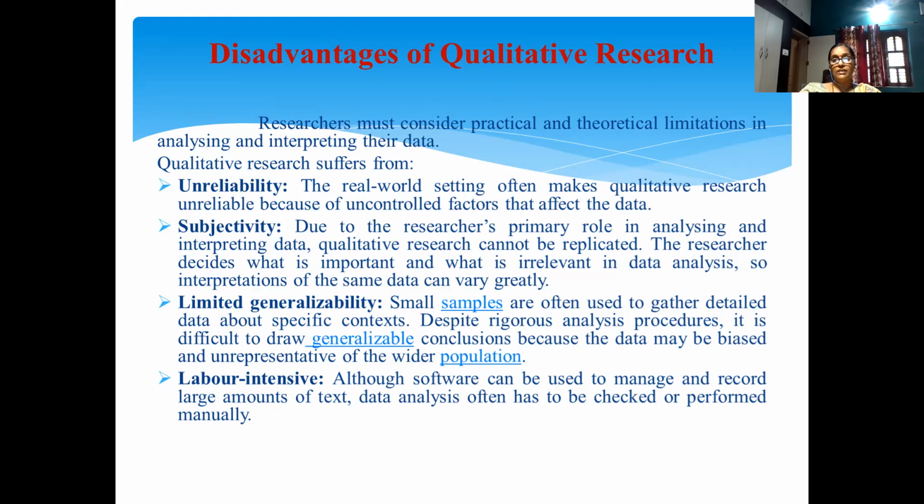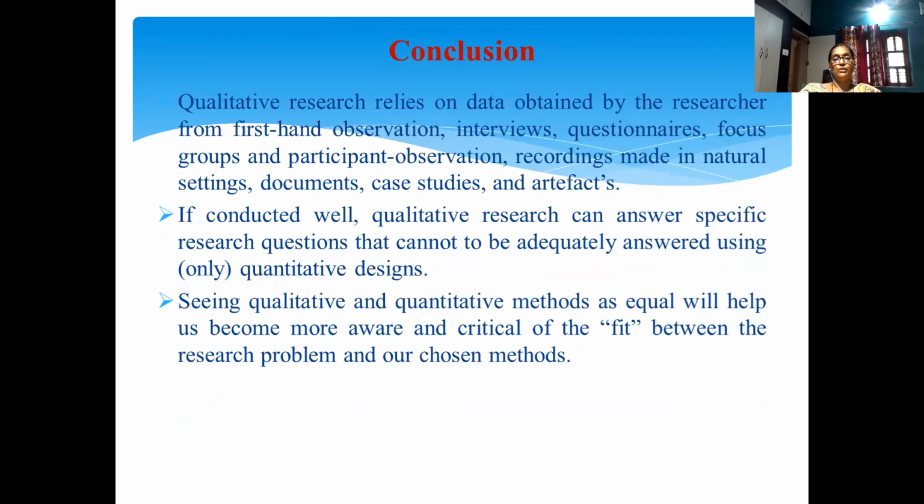Now we have discussed qualitative research, the steps, types, advantages and disadvantages of qualitative research. Generally, qualitative research relies on data obtained by the researcher from first-hand observation, interviews, questionnaires, focus groups, participant observation, recordings made in natural settings, documents, case studies, and artifacts. If conducted well, qualitative research can answer specific research questions that cannot be adequately answered using quantitative design. Seeing qualitative and quantitative methods as equal helps us become more aware and critical of the fit between the research problems and our chosen method.